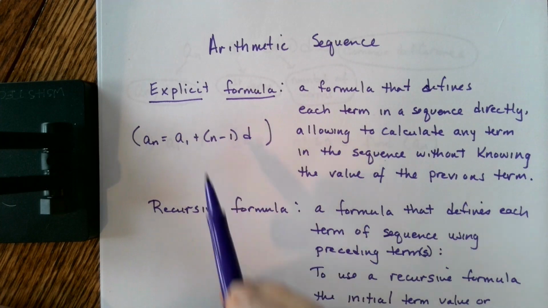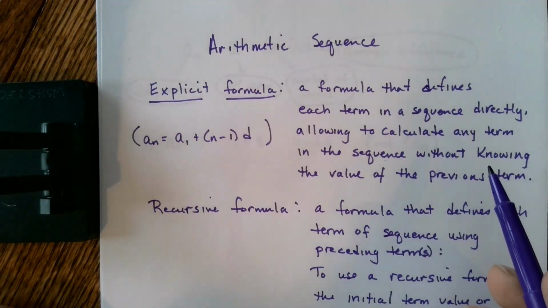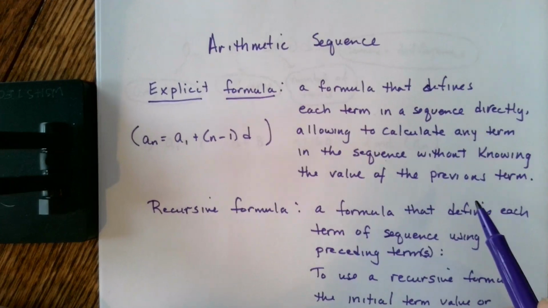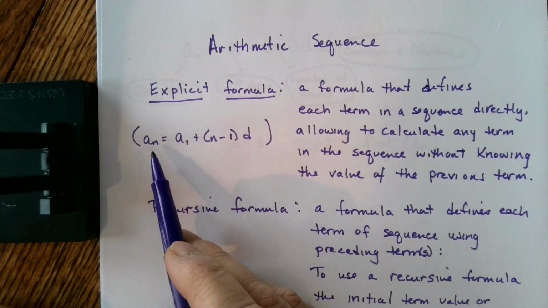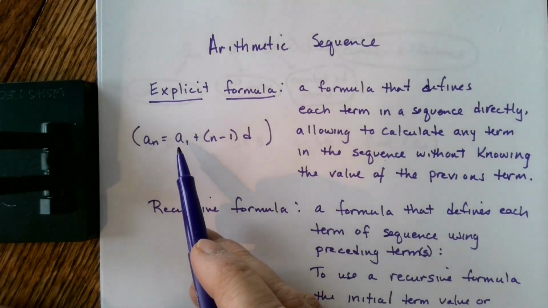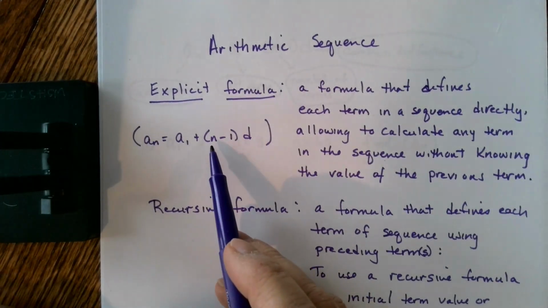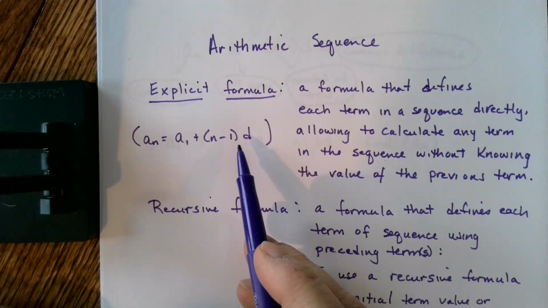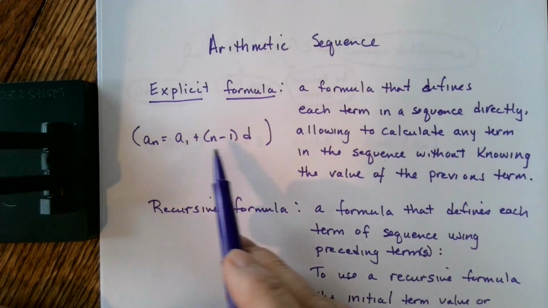An explicit formula just means that the formula defines each term in the sequence directly. It allows you to calculate any term in that sequence without knowing the value of the previous term. And the explicit formula is a sub n, which is any term in the sequence, is equal to the first term, a sub 1, plus n minus 1, n represents the number of terms in the sequence, times d, which is the common difference. So this would be the explicit formula.